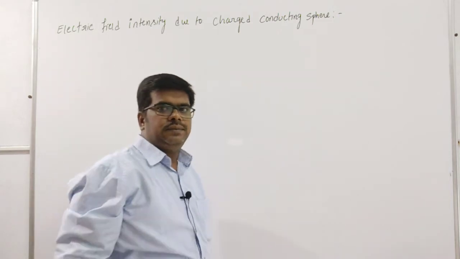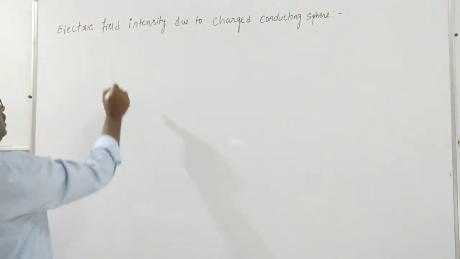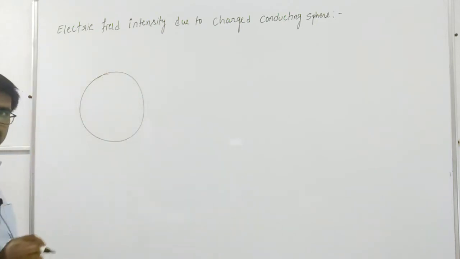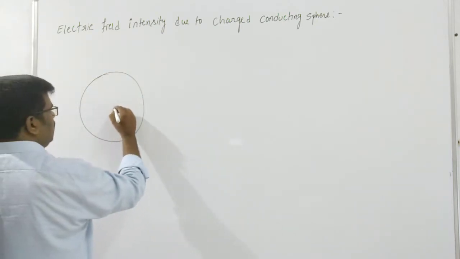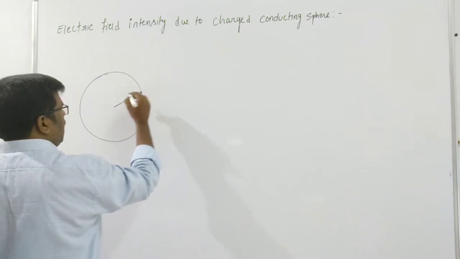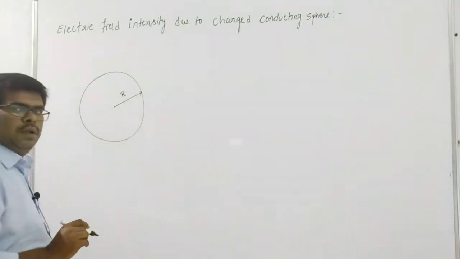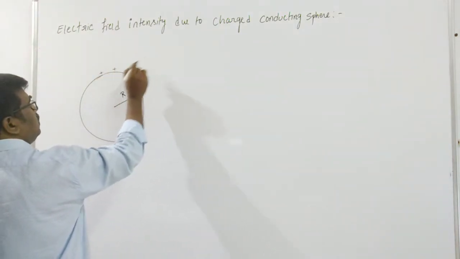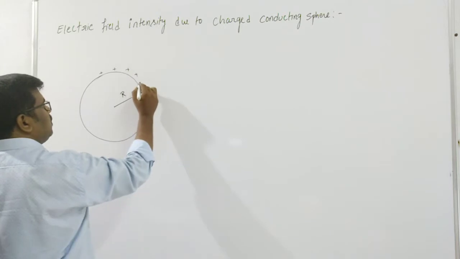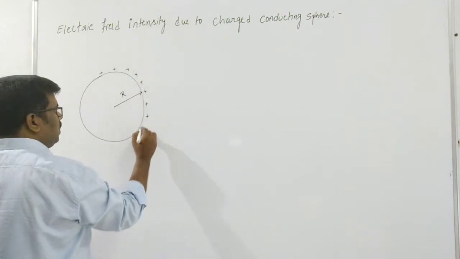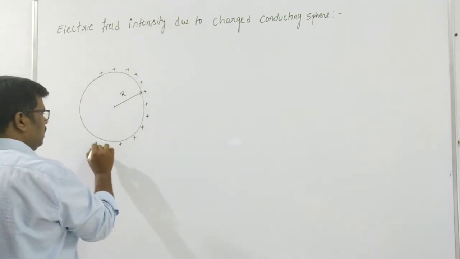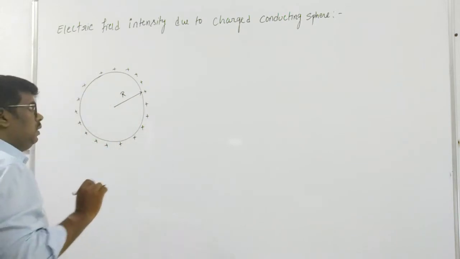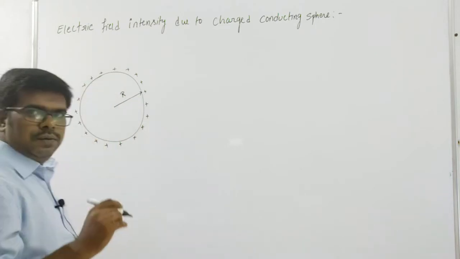If you take a charged conducting sphere or shell, let us take a charged sphere whose radius is capital R. Now we are given a charge Q for it. We know this is a conducting sphere, the charge will be distributed over this surface uniformly. So the charge is distributed uniformly over it. The charge given to the sphere is Q.